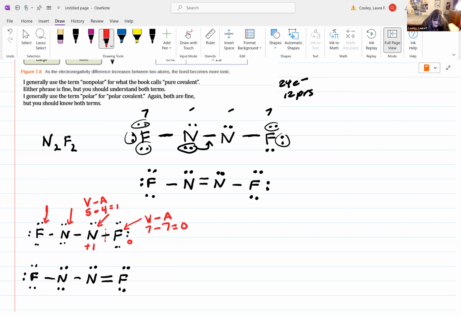This is +1, okay? Here, this nitrogen, how many electrons on the nitrogen? Well, 1, 2, 3, 4 from lone pairs, and half of each of these bonds, that's 5, 6. Valence minus actual is 5 minus 6, or -1. And finally, this fluorine, 1, 2, 3, 4, 5, 6, 7 for actual, and 7 for valence, so that's 0. So look at that. We have a -1 and a +1.